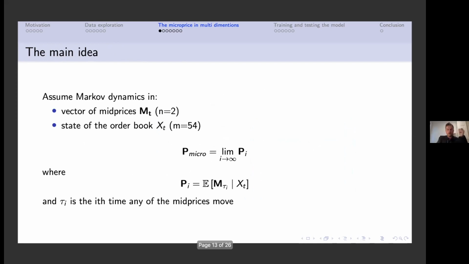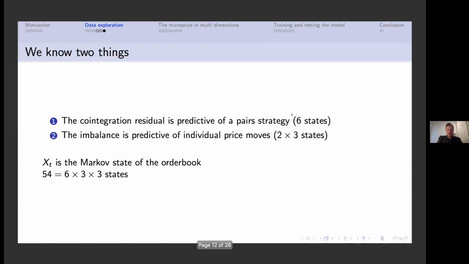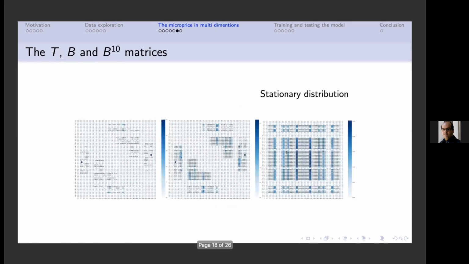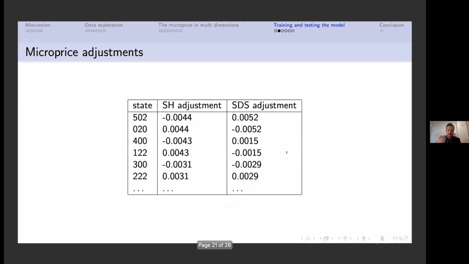So the 54 states are: there are 6 states for the co-integration, and there are 3 states for each of the imbalances. So 6 times 3 times 3. What are these states? Let me zoom forward to the results. We have states like 502: the 5 tells you that the co-integration signal is high, the 0 tells you that SH has a low imbalance, and the 2 tells you that SDS has a high imbalance. This is the code, but I just want to say what it means.